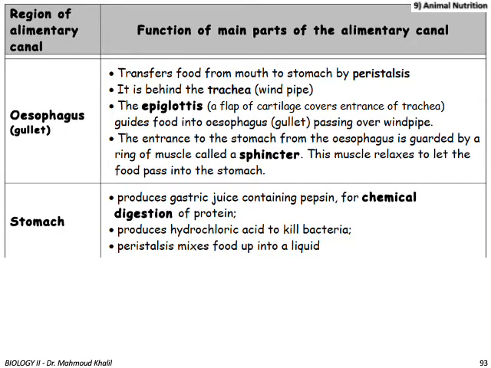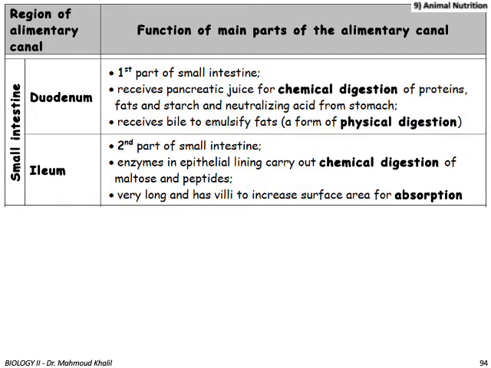Once the food reaches the stomach, it secretes gastric juice, which contains pepsin for chemical digestion of proteins. It produces hydrochloric acid as well to kill bacteria, and the peristalsis mixes the food up into a liquid. The small intestine is generally divided into two regions, the duodenum and the ileum. The duodenum is the first part, while the ileum is the second part. The duodenum receives the pancreatic juice for chemical digestion of proteins, fats, and starch, and neutralizes the acid coming from the stomach as well.